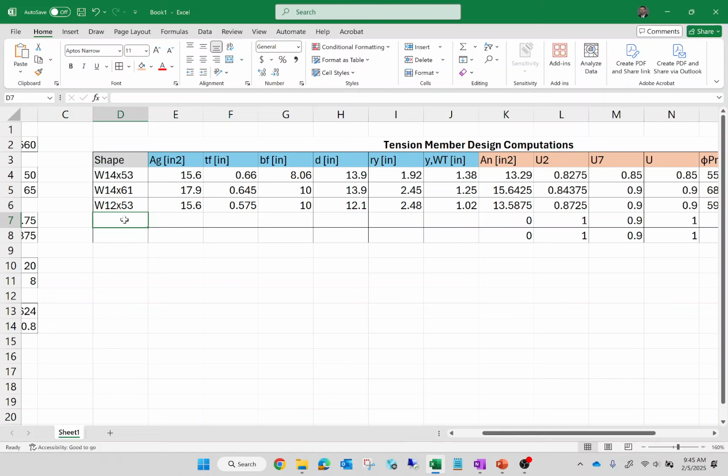See what I mean? Now, let's try W10s. What's the lightest W10 that works? W10 by 54. Now, we're going to go ahead and check it, but my question is, is there as much reason to check this one? Because even if it works, it's heavier than this one. You see what I mean?